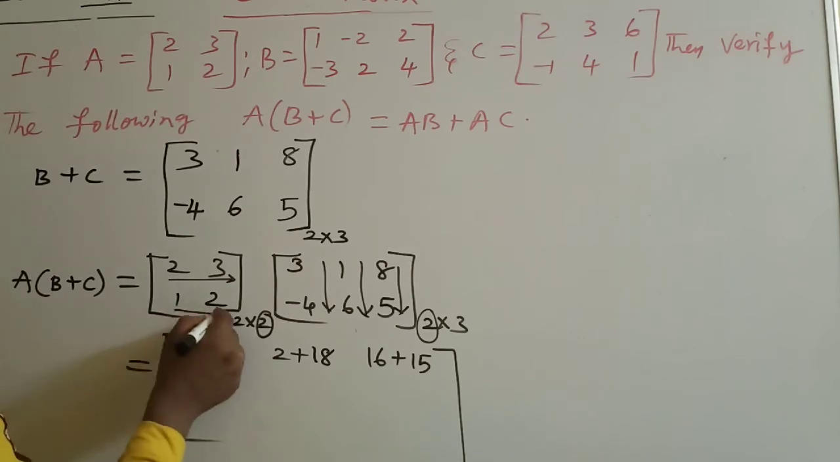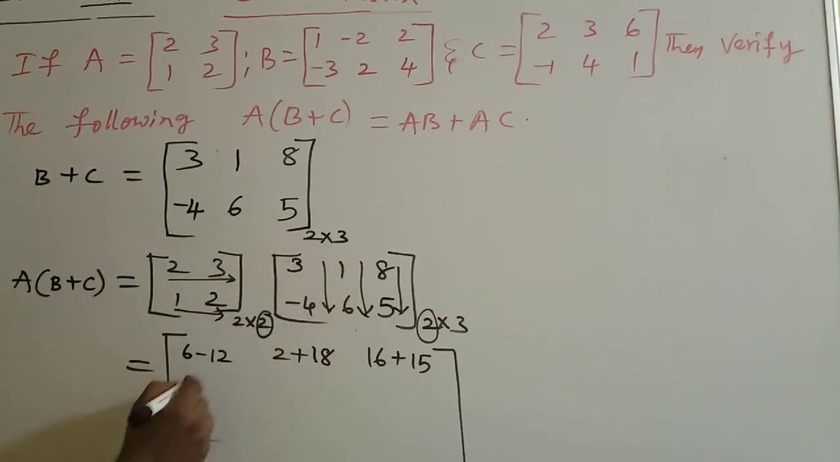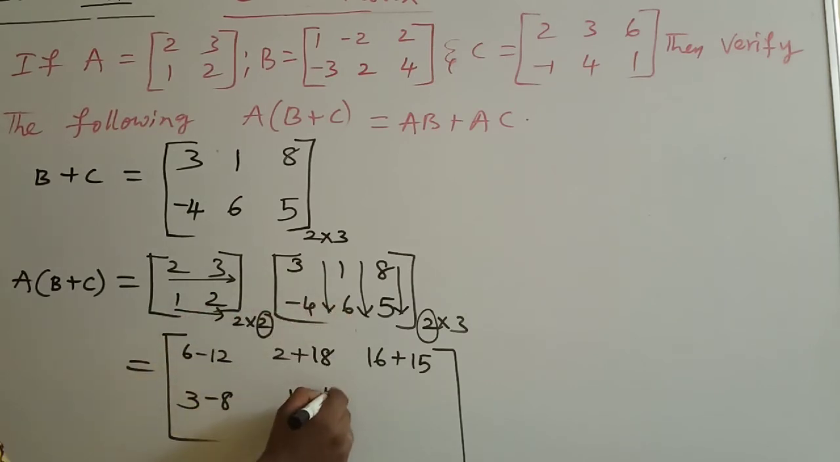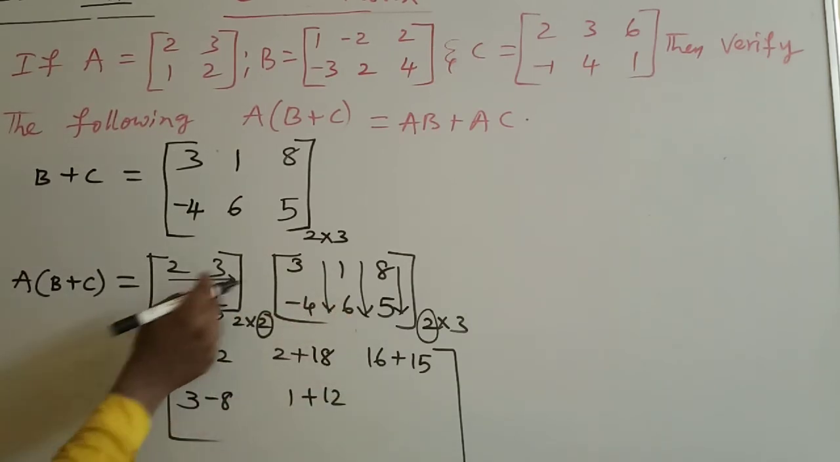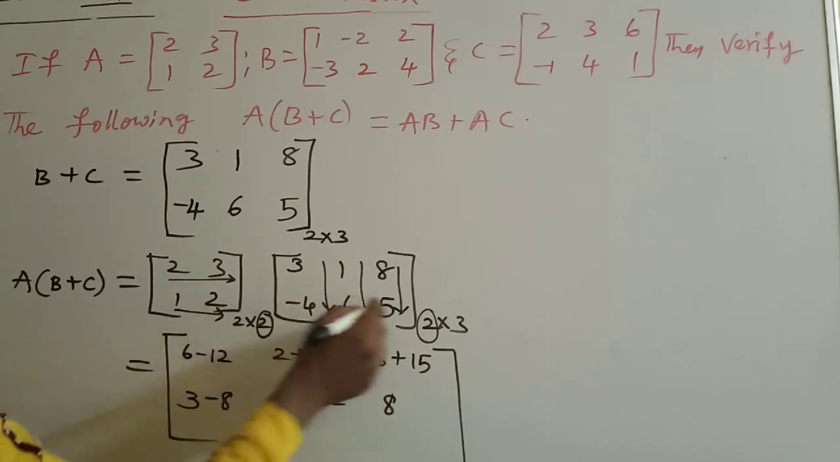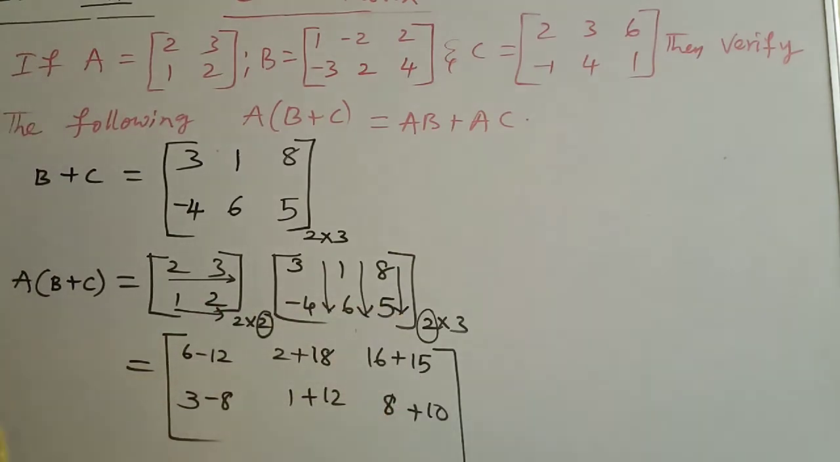Now the second row, first column. 1 into 3 is 3, 2 into minus 4 is nothing but minus 8. Then 1 into 1 is nothing but 1, 2 into 6 is nothing but 12. Another one next: 1 into 8 is nothing but 8, 2 into 5 is nothing but 10. So add this, what are you going to get now here?